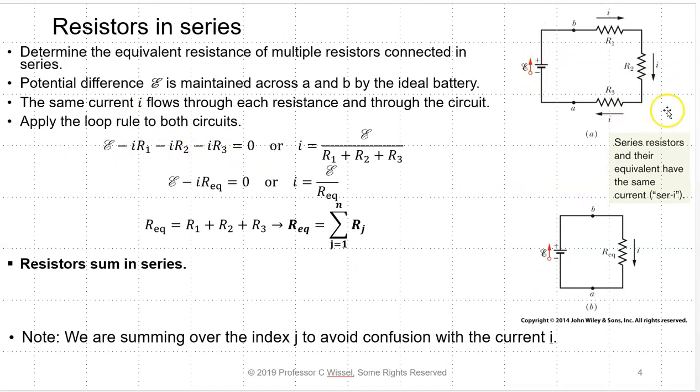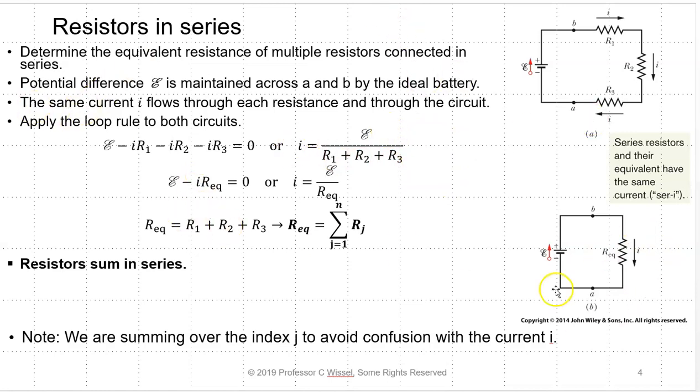We're going to go clockwise. We're going from the negative to positive plate, so that's positive E. We're going with the current, down the waterfall, so that's minus IR1, minus IR2, minus IR3, and we're back to our starting point, so that equals 0. We solve this for the current. It'll be the EMF of the battery divided by the sum of the resistances. We check the units. It is volts divided by ohms, that's amps.